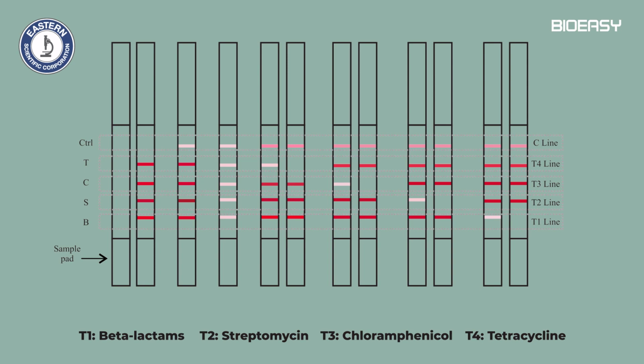If there is no visible C line, the test is invalid. If T is more than C, the test is negative. The sample contains no antibiotics. If T is equal to C, it is weak positive. The sample contains antibiotics close to the detection limits. And if T is less than C or no T line is visible, the result is positive. The milk sample contains antibiotics.